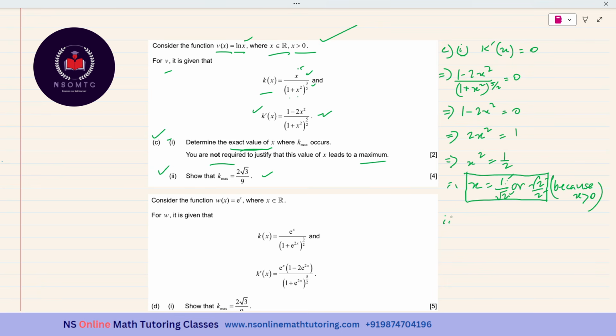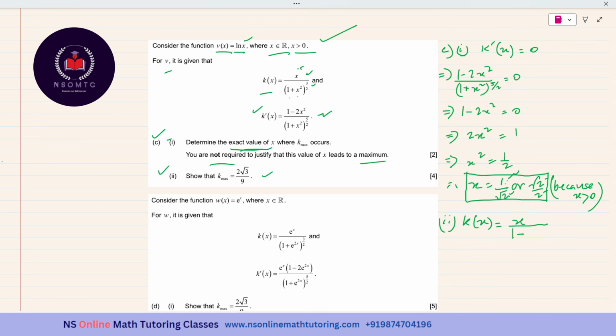So k max is equal to x. Okay, let me first of all write the expression. Actually, k max cannot have the x. I have to take this particular value of x. So first of all, let me write the general expression of k of x.